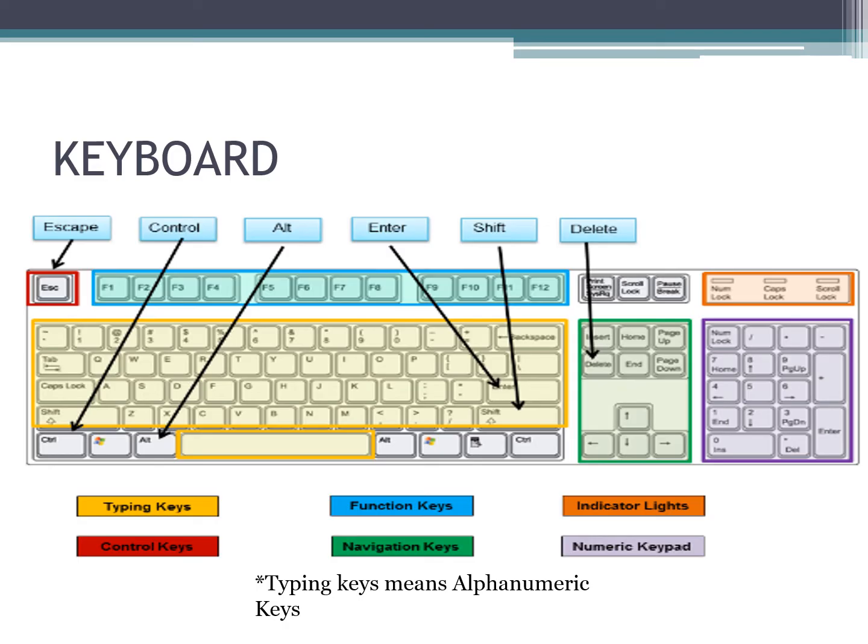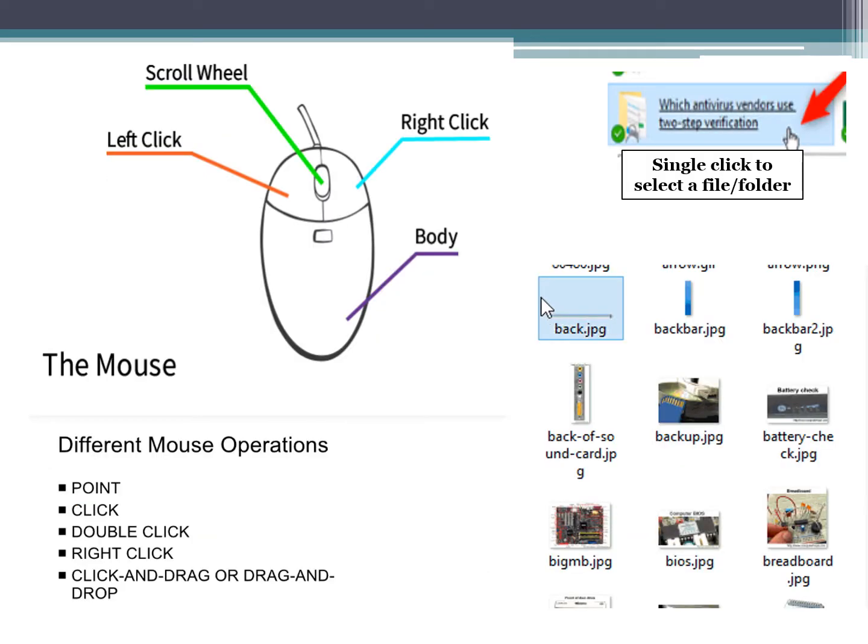Now this is a basic layout of a keyboard which is being displayed using a color coordinated scheme. So you can pause your screen to understand everything better here. Next is a mouse.